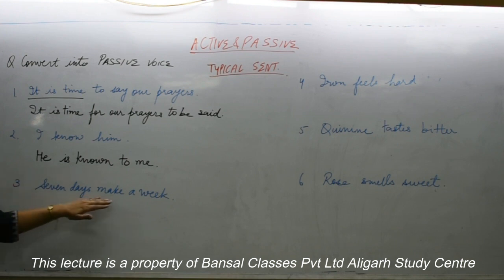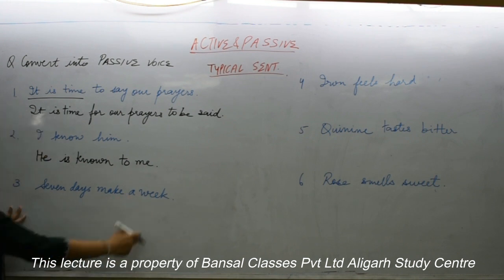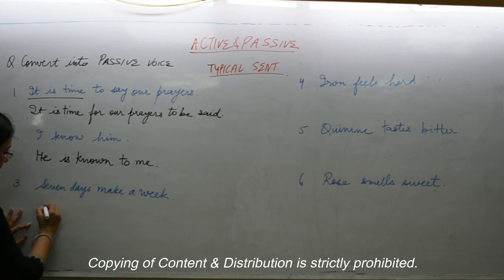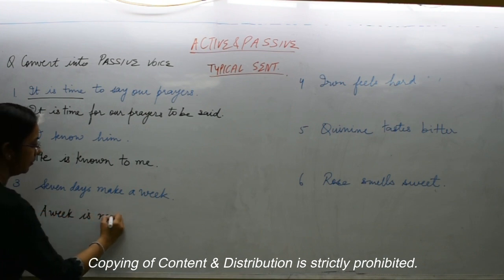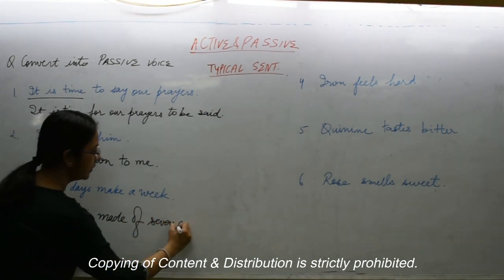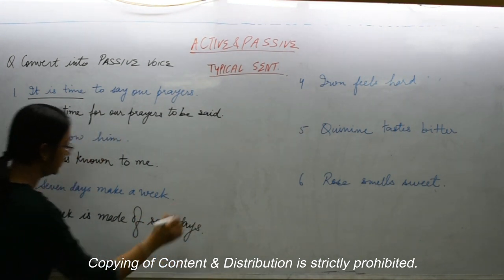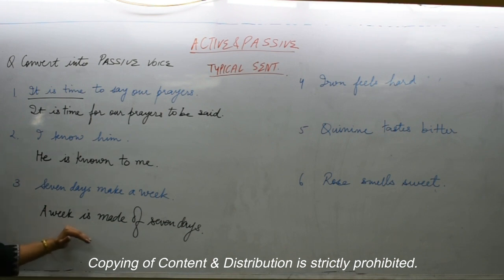Seven days make a week. So, seven days make a week. We'll start with a week. A week is made of seven days. A week is made of seven days will come over here. Seven days make a week. A week is made of seven days.